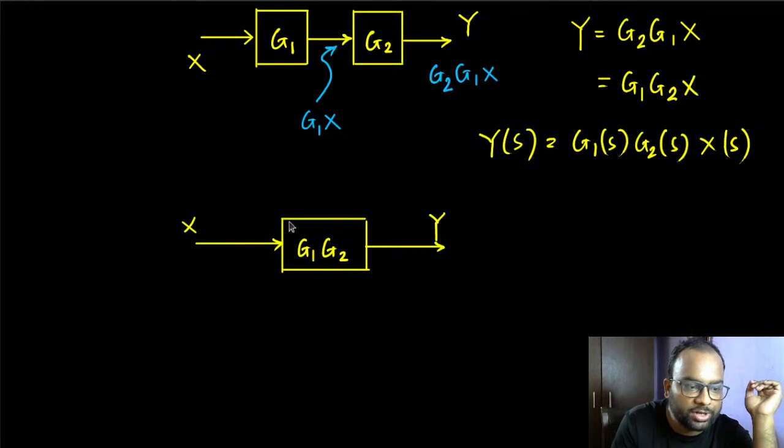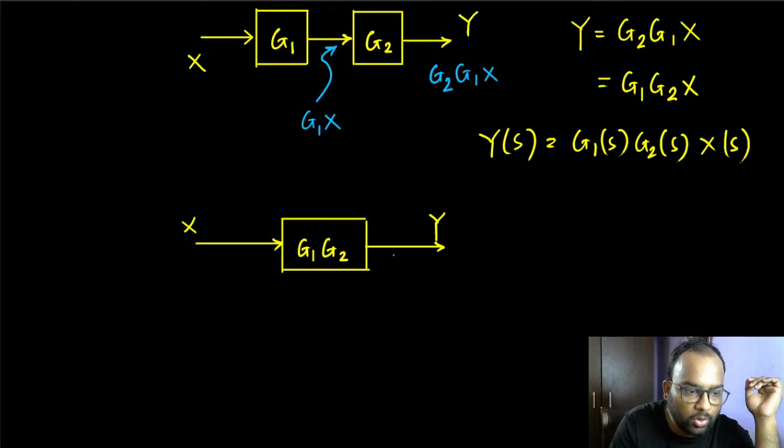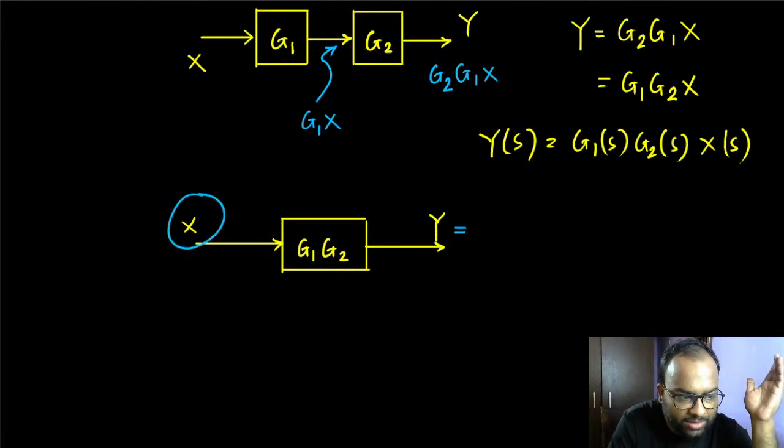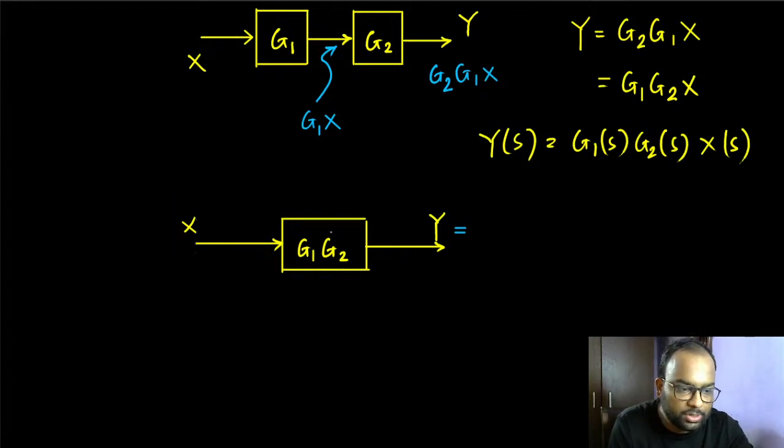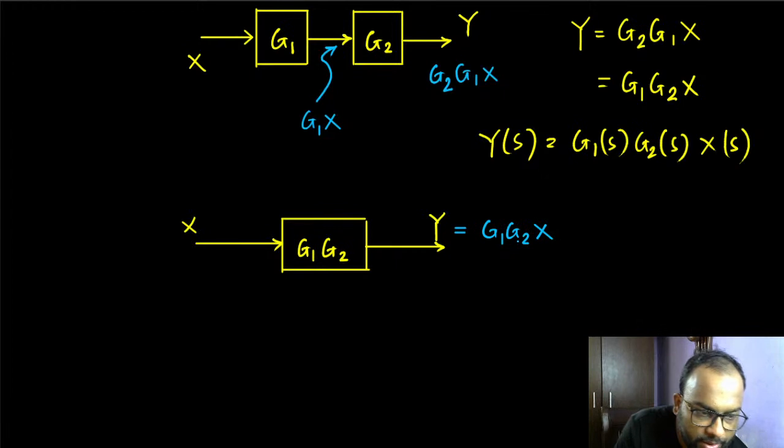Now with this, let's say we have another system where the transfer function is instead g1 times g2. Under that scenario, we know that again the output has to be equal to whatever the input is, in the transform domain, multiplied with the Laplace transform of the impulse response. So g1 times g2 times the input, that's going to be the output here.